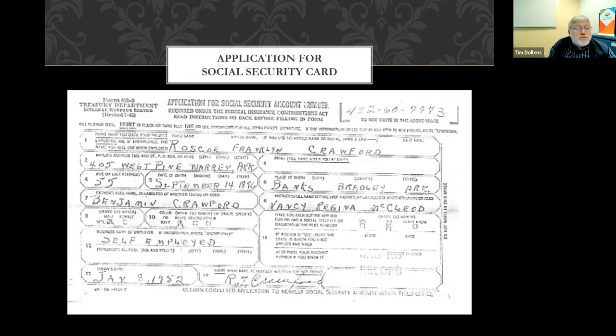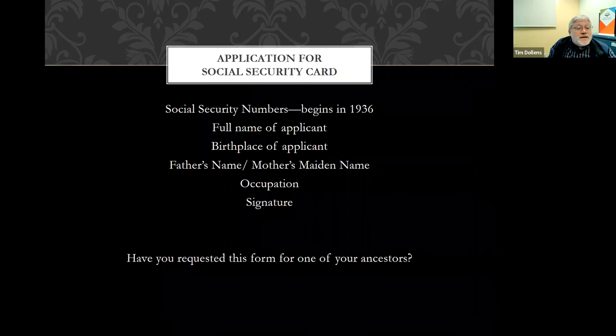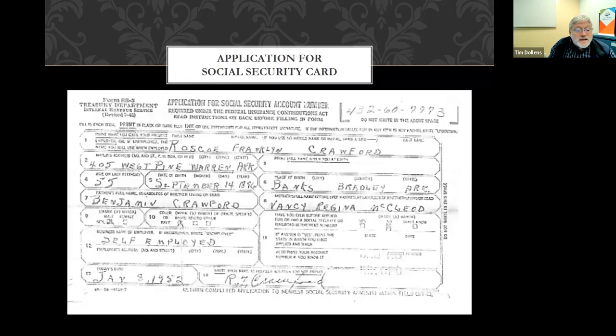Again, very important record for you to look for. And again, I just talked about all the things that you're, the signature is a pretty cool part that you just saw. I'll go back to the previous one. Mother's maiden name, signature, first employment, all kinds of cool things to this record.